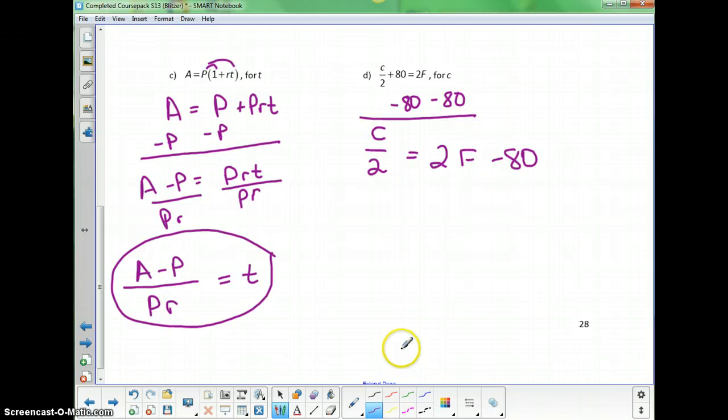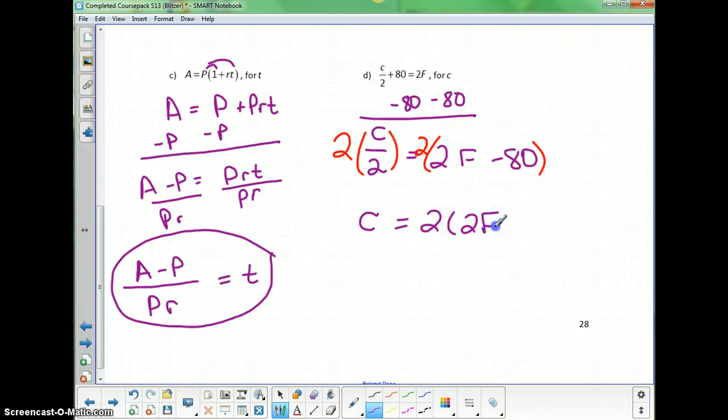And then I need to multiply both sides of the equation by 2. The opposite of divide by 2 is to multiply by 2. So I'm going to multiply both sides of the equation by 2. Make sure that I multiply the entire side of the equation. Remember, when we do to one side, we do to the other side. It must be done to the entire side, just like this division was done to that entire side right there. So that gives us c equals 2 times 2f minus 80.